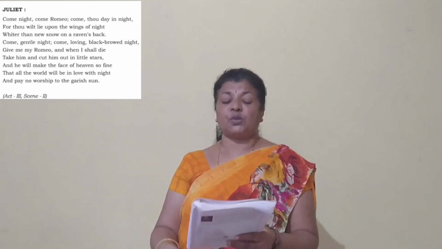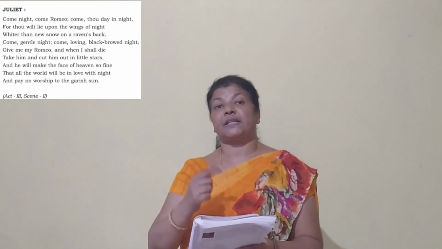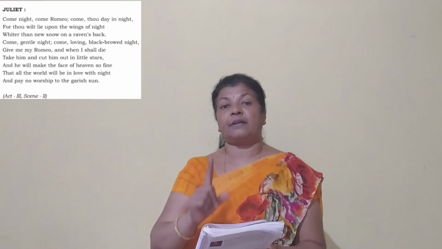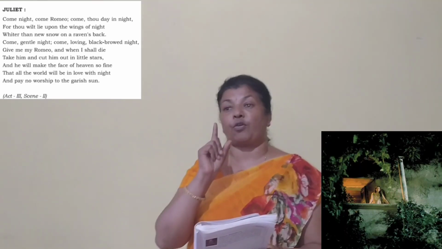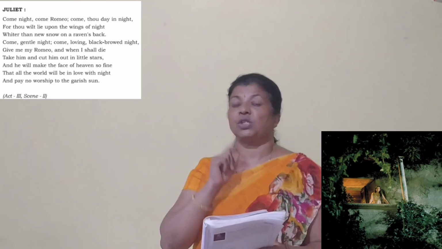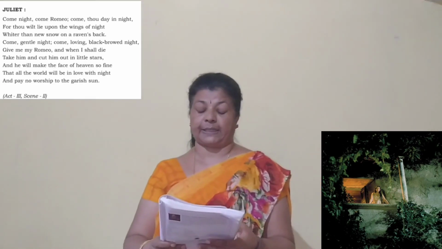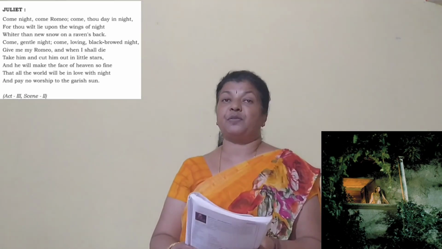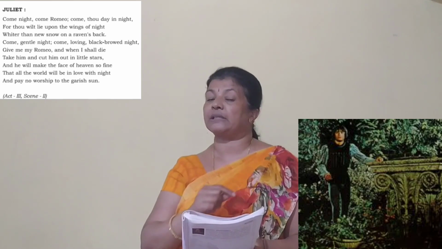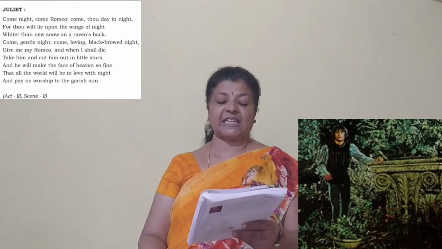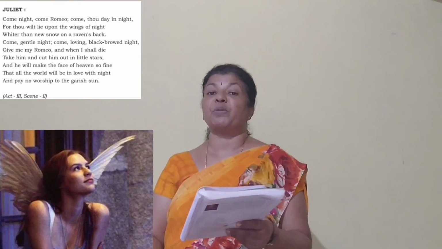So now, Juliet, as I said, they secretly got married, and that night she is waiting for Romeo to come. It was night time, so she is waiting on her balcony. Now see, even she loves night very much. Why? Because she could see Romeo only during the night time. So she says, come night, come Romeo. She's calling the night because only when the night falls, Romeo also can come.